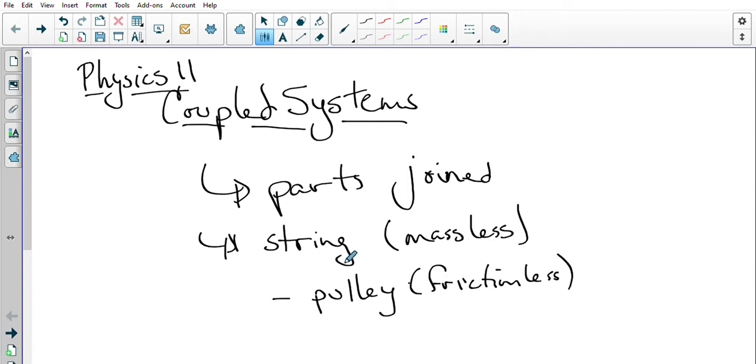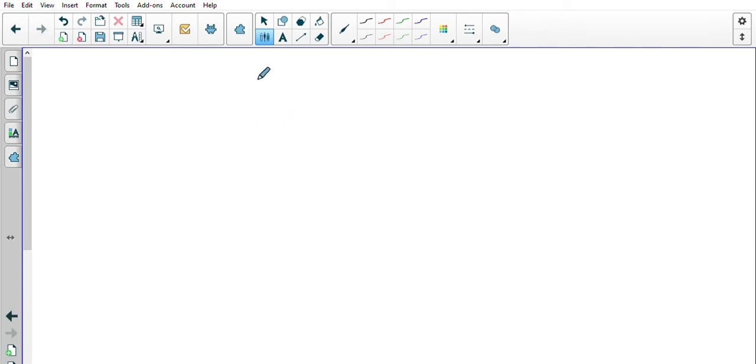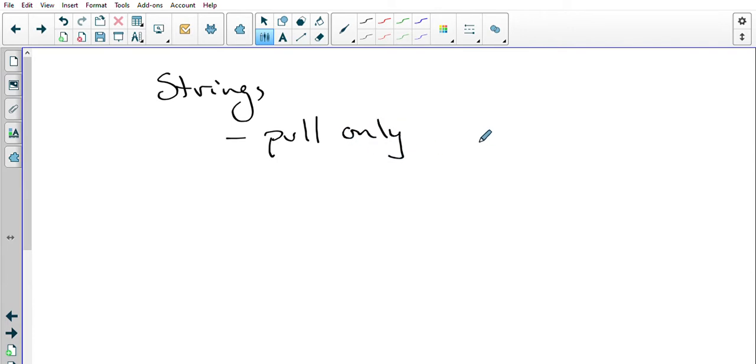All right, so we're dealing with strings and pulleys. And so when we have a string, let's just talk about strings. Strings you can only pull. You can't push a string. And so as a result, there is only tension. Sometimes you'll see tension expressed as a T. Generally, I express it as an F sub T. It's a vector, it's a force.